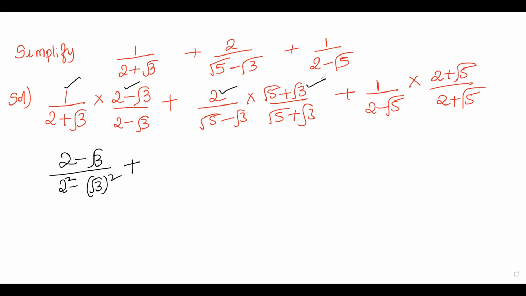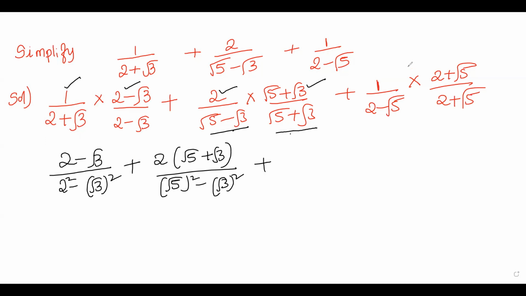Numerator into numerator, 2 into root 5 plus root 3. If you observe carefully, this is in the form of a plus b, a minus b. A minus b into a plus b is a square minus b square. Numerator into numerator, you will get 2 plus root 5. A plus b into a minus b is a square minus b square.